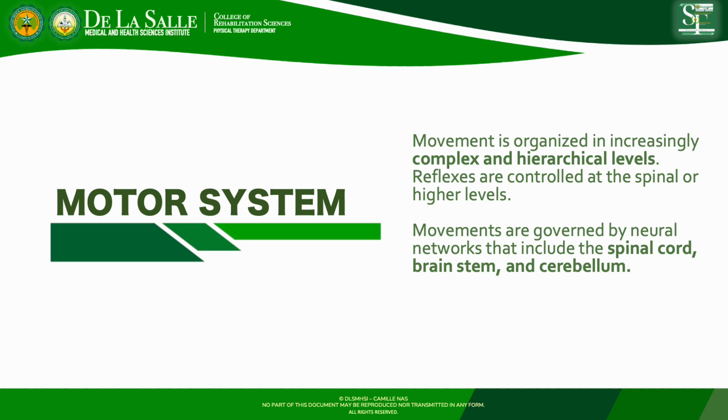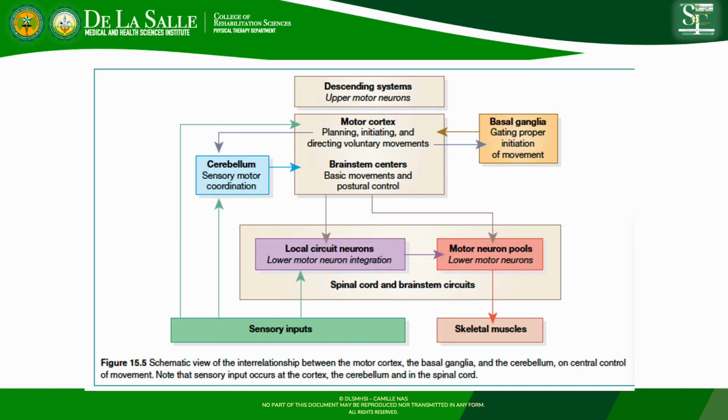So, it is an organized, complex, and hierarchical organization of different structures within our brain, such as the spinal cord, the brainstem, the basal ganglia, and the cerebellum. So these are the structures that we will be discussing as we go along in this video. In this slide, you can see the summary of the motor system. It starts with the upper motor neuron.